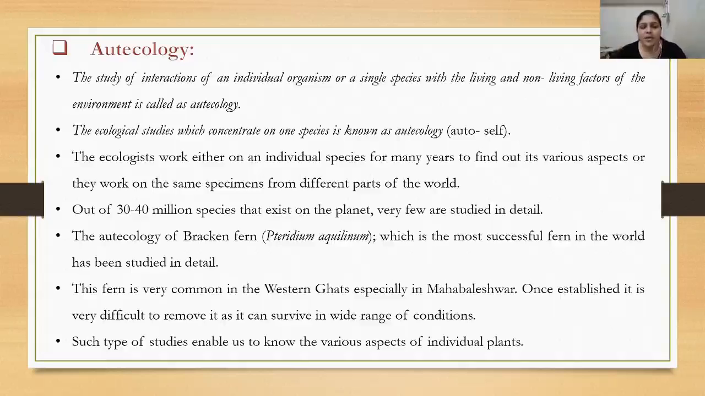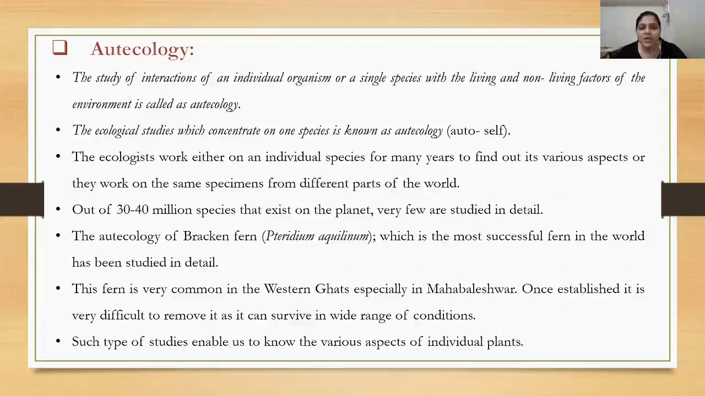Now, moving on to the next important term which is included in ecology, autecology. So, what is autecology? The study of interactions of an individual organism or a single species within the living and non-living factors of the environment is called autecology. So, when an ecological study is restricted to a single species or a single organism, then it is called autecology. The ecological study which concentrates on one species is known as autecology, where auto means self. So when an ecologist focuses on a specific species for his study, the study is called autecology.